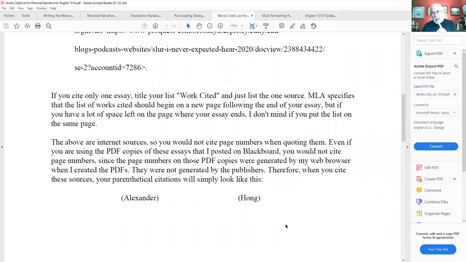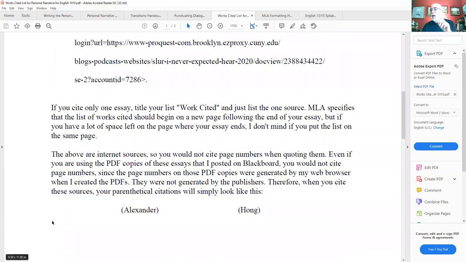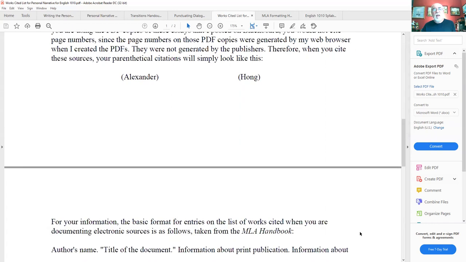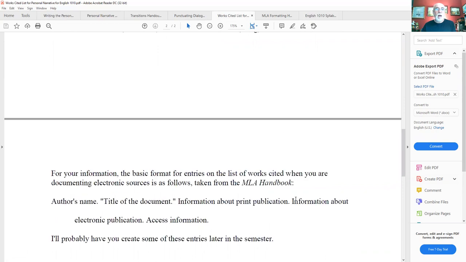So these are online sources, and even the PDFs that I put on Blackboard are derived from online sources. When I created a PDF, it was my web browser that put the page numbers. So essentially, we don't have page numbers for these sources. So just when you cite it, Alexander, no page numbers, all right? And that's it. This is the basic format from the MLA handbook. Probably later in the semester, I'll have you do a few of these, because you're going to need to know this, especially for English 10-12, right?